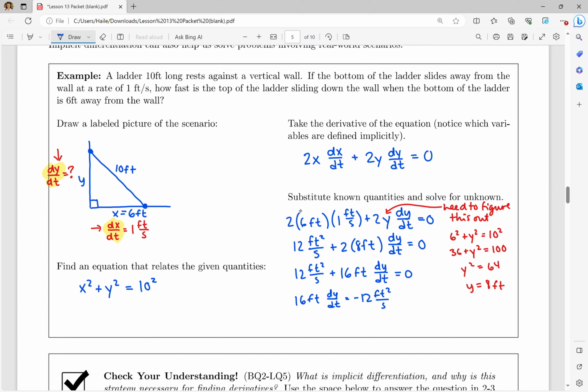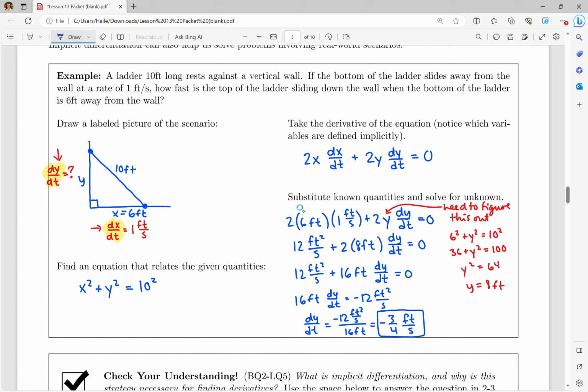I can divide by 16 feet, so I get dy dt is equal to negative 12 feet squared per second over 16 feet, and that's equal to negative 3/4 feet per second. Once we divide by that unit of feet, we get back down to feet per second, and that's exactly what we want, because if we're looking for a rate of distance with respect to time, we better not have any squared distance units. So that is the rate at which the ladder is sliding down the wall.